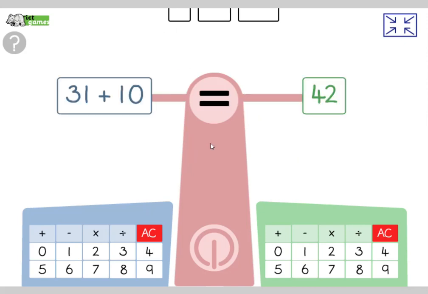Now here's a bit different. 31 add 10 and 42. Okay, pause the video, write that out for me. And what's the correct symbol to go in here?